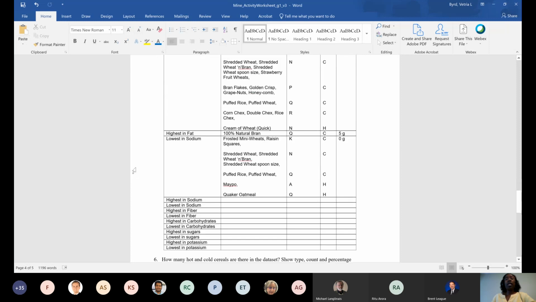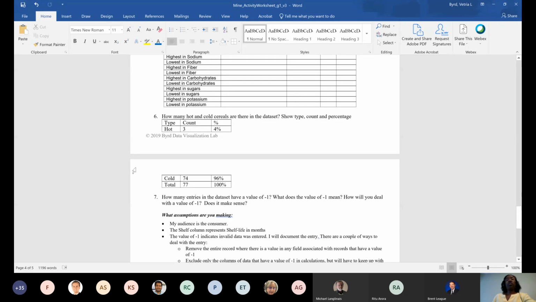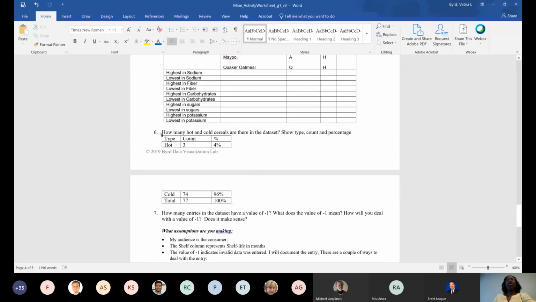So this is, again, like I said, I'm working through these worksheets that I have. I'm actually going to give this assignment to my class in the fall, so it is helpful for me to have worked through the process as well. One of the things that I thought would be nice to see once I complete the table up here would be, how many cold and hot cereals are there?